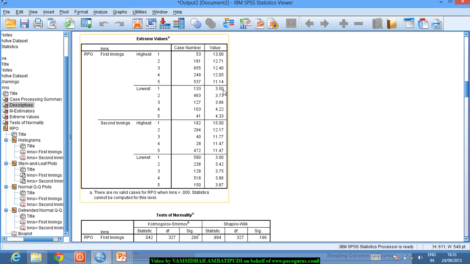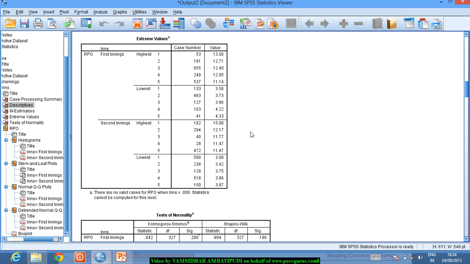Similarly, you look at the lowest 5: 3.5, 3.7, 3.8, 4.2, 4.3. Again, not too big a difference. Even in the second innings, you don't see that big a difference: 3, 3.4, 3.7. So on the downward side, you don't see too many extreme values. But on the upward side, we are able to see the presence of some extreme values. That pattern is observed majorly in the second innings. Of course, there is something in the first innings also, but it is more clearly evident in the second innings.